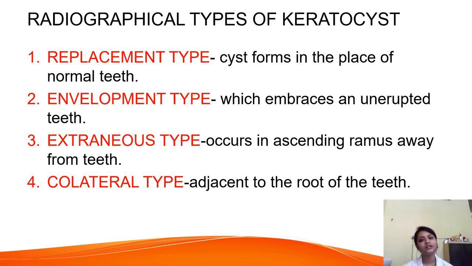Second, the envelopmental type, enveloping the unerupted teeth. The whole tooth will be engulfed or enveloped by this cyst. The third is the extraneous type. The cyst will be away from the tooth. Generally in the ramus of the mandible we will find this cyst, which will be away from the tooth. Fourth is the collateral type, adjacent to the root of the teeth.